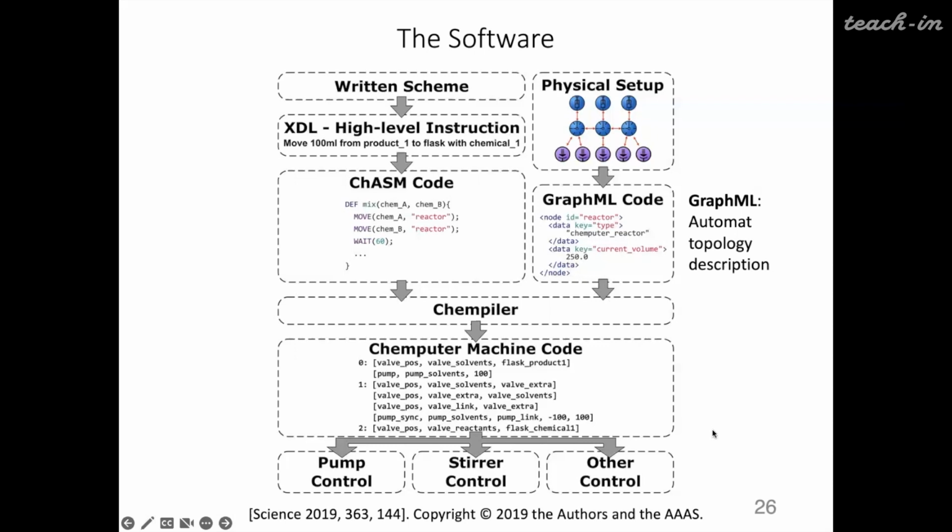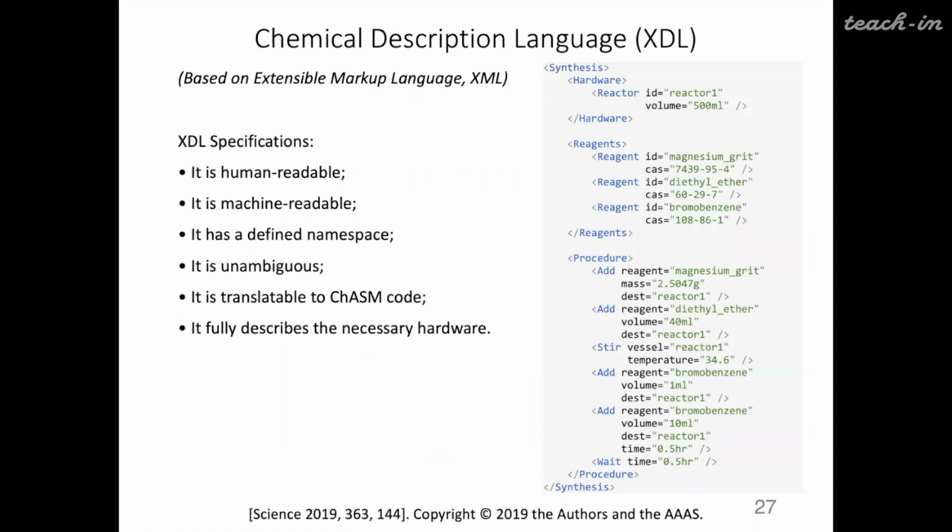So on the interface level, the interface to the hardware level, we get some simple operations that control pumps, stirrers, rotary evaporator, etc. So first, several words on the chemical description language, or XDL.